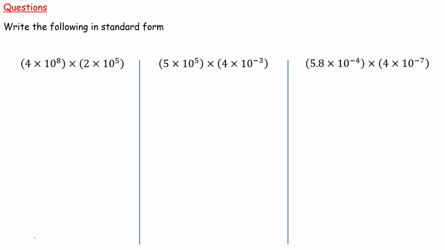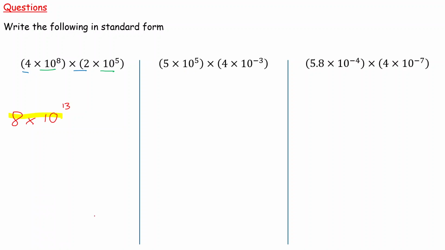Okay, so let's go through them one by one, and they increase a little bit in difficulty. So the first one, actually this time I'm not going to rewrite it all out. I'm just going to highlight the like terms. We've got a 4, we're timesing it by a 2. We've then got 10 to the power of 8, and we're timesing it by 10 to the 5. Let's evaluate this. 4 times 2 is equal to 8, and then 10 to the 8 times 10 to the 5. Laws of indices, add the powers, 8 add 5 is equal to 13. Okay, so that one is nice and straightforward, hopefully. That is your answer. Really good.